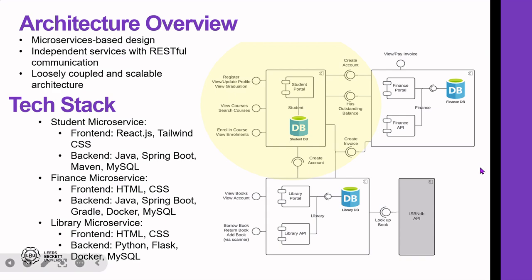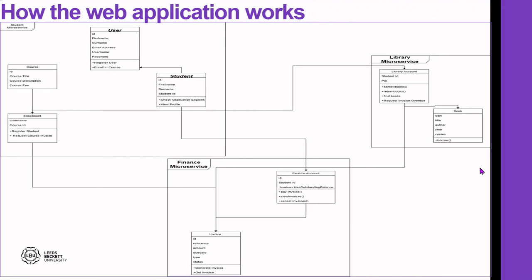So how does this all work? On the screen right now, you can see a UML class diagram to show how each of the core entities interact with each other. We have the student, user, course, and enrollment, which are all part of the student microservice. Then in the library microservice, we have the two main things, the library account and books. Then in the finance microservice, we have the finance account and invoice.